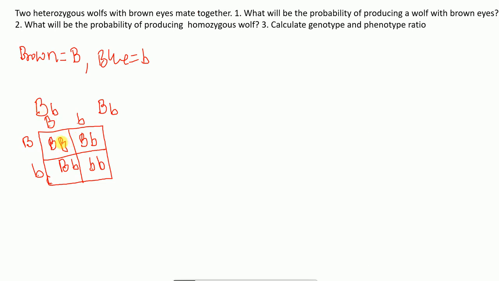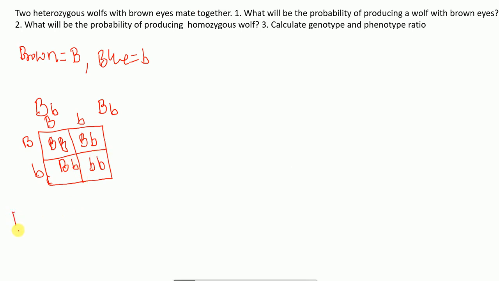So what is the question? What will be the probability of producing a wolf with brown eyes? Here we will get brown eyes, here also brown eyes, here brown eyes, and here also brown eyes, because both are B, so obviously brown eyes. Here capital B will dominate over small b, so we will get brown eyes, and here also.